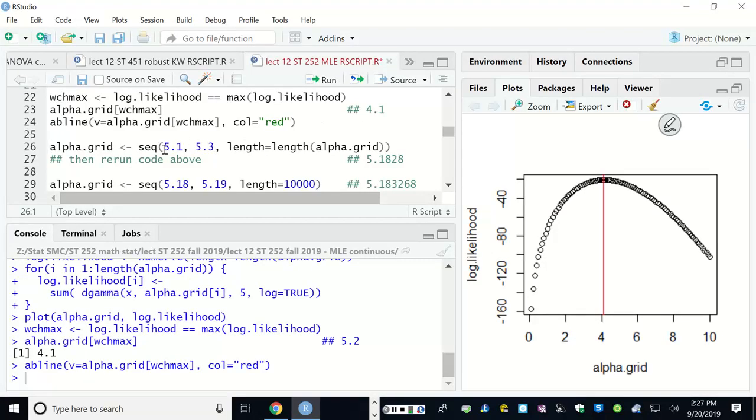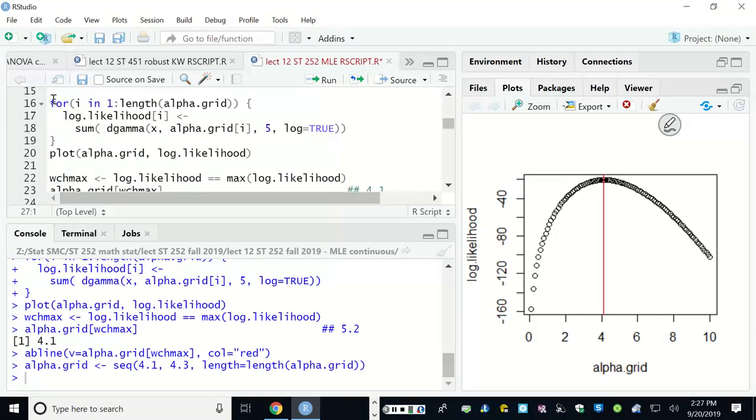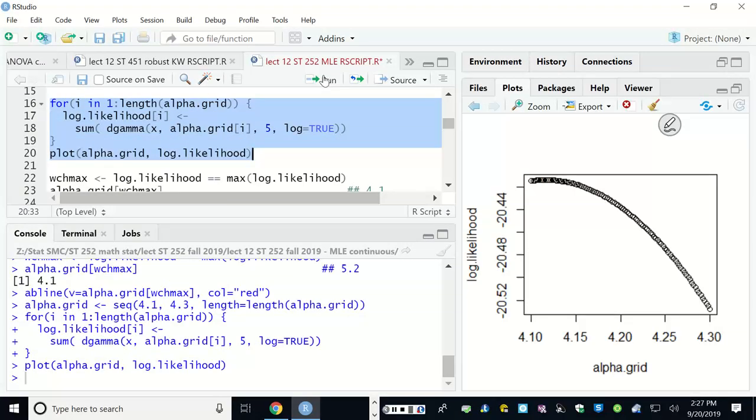So 4.1, so I want to search between 4.1 and 4.3. 4.1 is not that precise. So I'm going to do a new sequence of numbers between 4.1 and 4.3, with as many points as I had before. I'm going to try to narrow in on that one point. So that's my new alpha grid. Then I'm going to run this loop again, recalculate the likelihoods on that new grid and do a new plot.